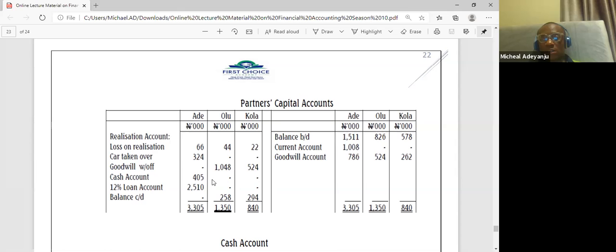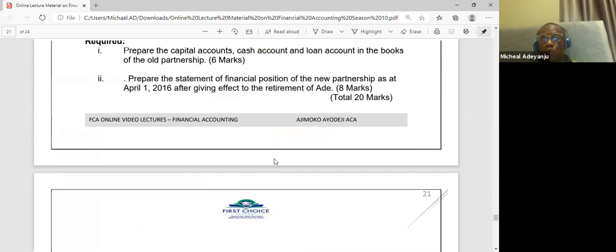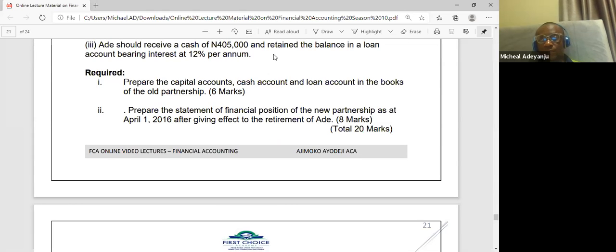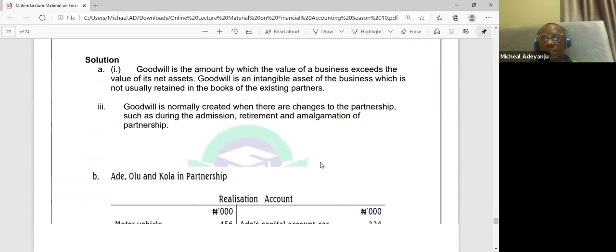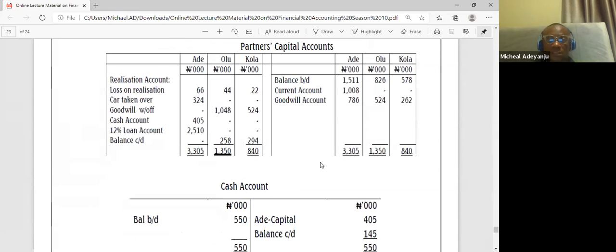Cash account 405. It literally means that Ade, remember from the question, should go home with 405. The balance, if you have any, should be charged interest at a rate of 12%. So basically, how do we get 2,510 naira? We added these first three, deducted it from Ade's account, and it gave us 2,510, and we start charging 12% on it. So that was how we arrived at our answer.